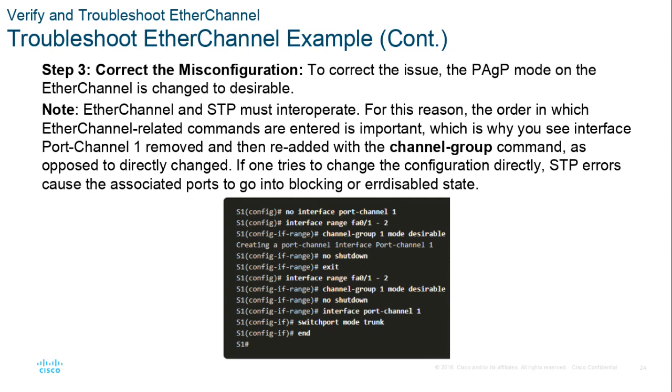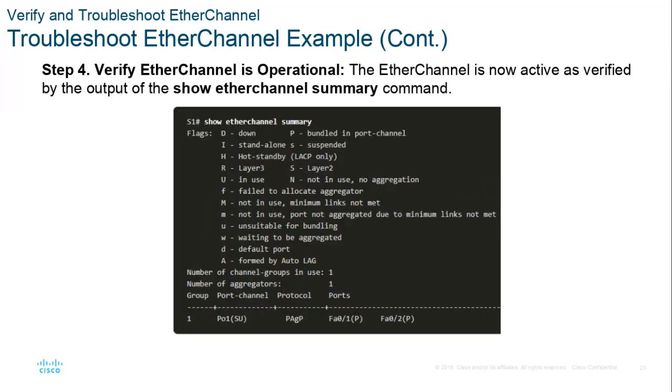EtherChannel and spanning tree protocol have to interoperate with each other. So this is why he did this in the order that he did. You may see some spanning tree protocol errors as you do the lab. So now, before these were D, down. Now they're P. They're bundled together. They're working okay. They fixed the problem.